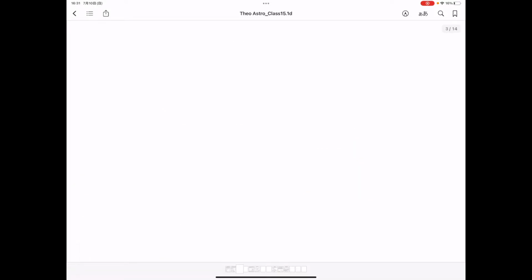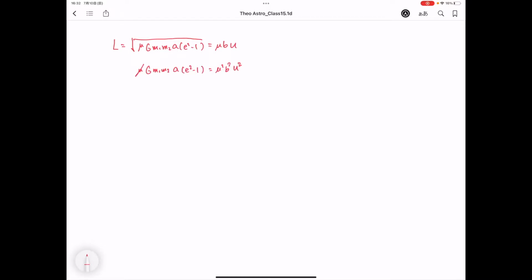So we start with the equation for the angular momentum. L is equal to square root of mu G m sub 1 m sub 2 a times e squared minus 1, which is equal to mu b u. Now take the square of both sides. The 1 over u is cancelled out. Then for the energy, G m sub 1 m sub 2 over 2a is equal to 1 over 2 mu u squared. So from this, mu u squared is expressed as G m sub 1 m sub 2 over a.